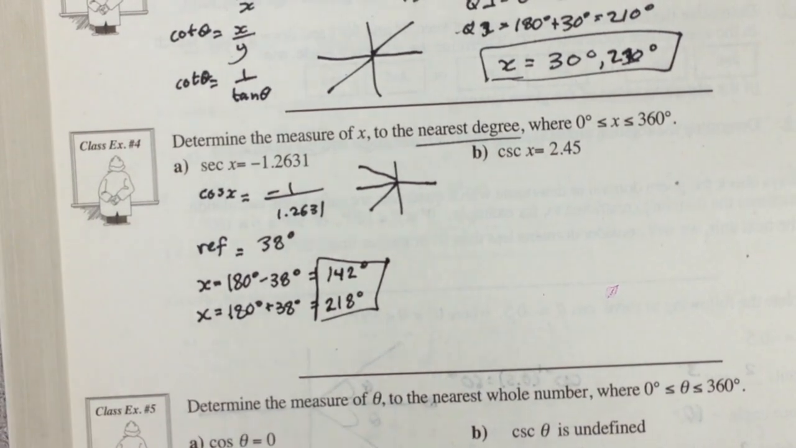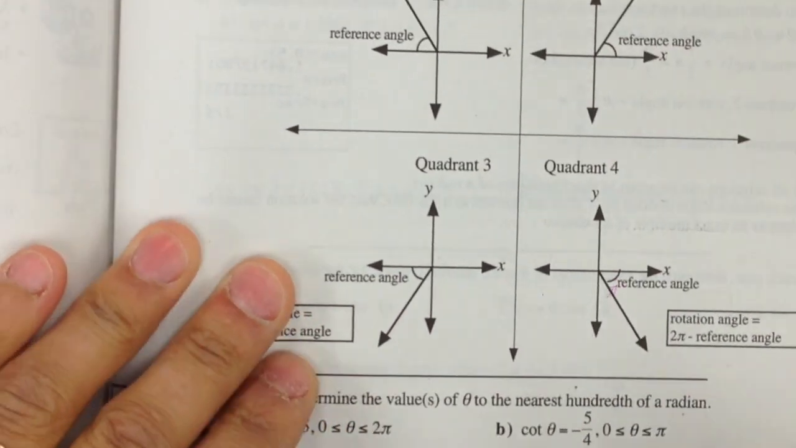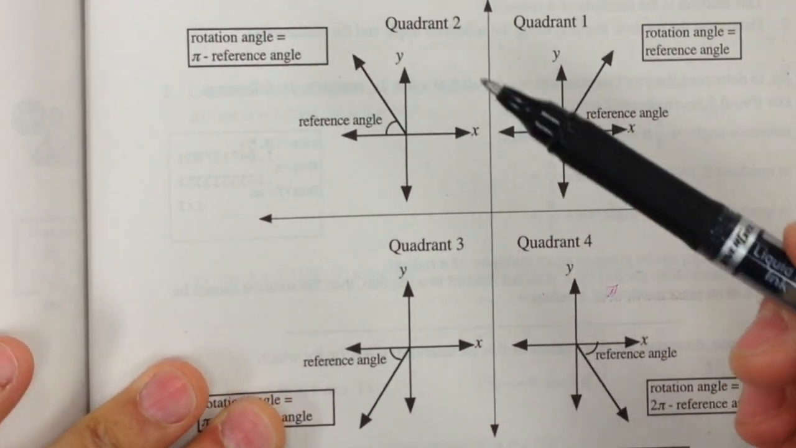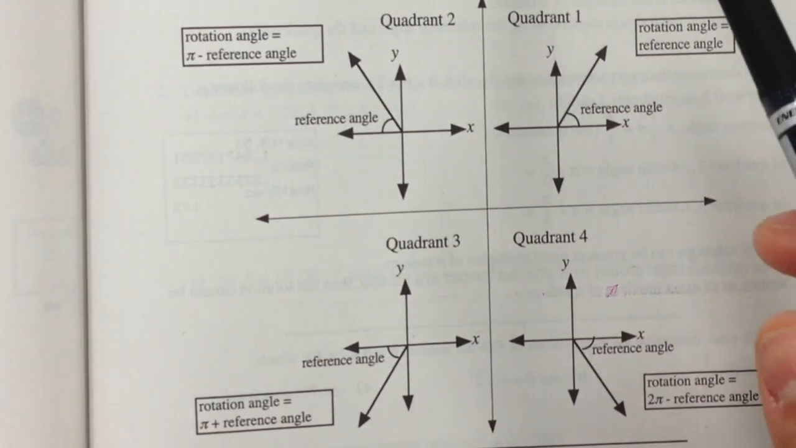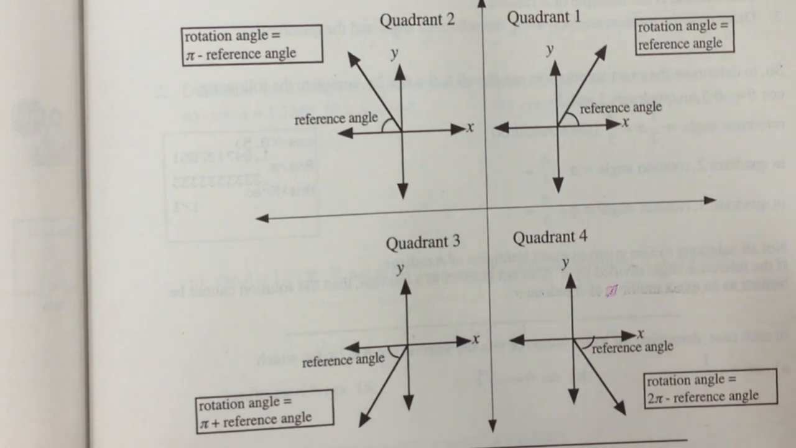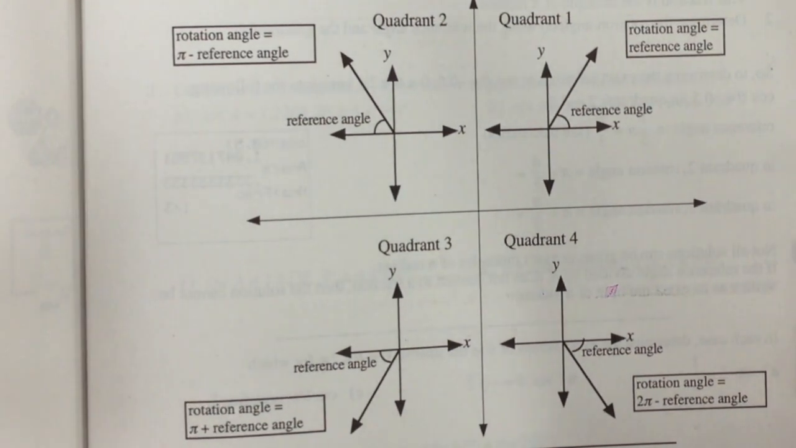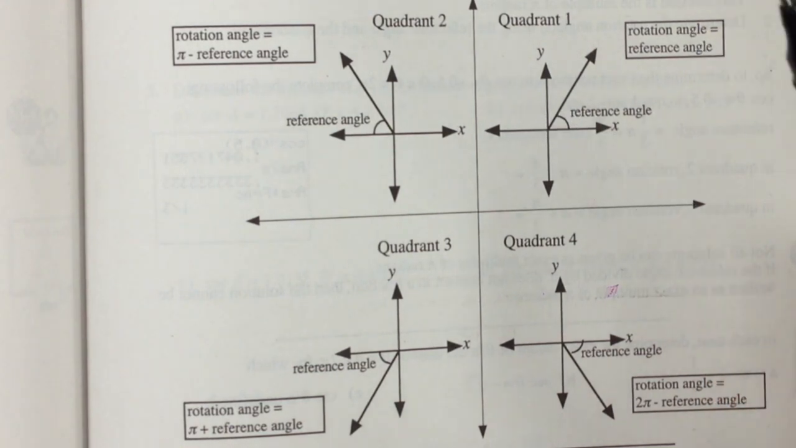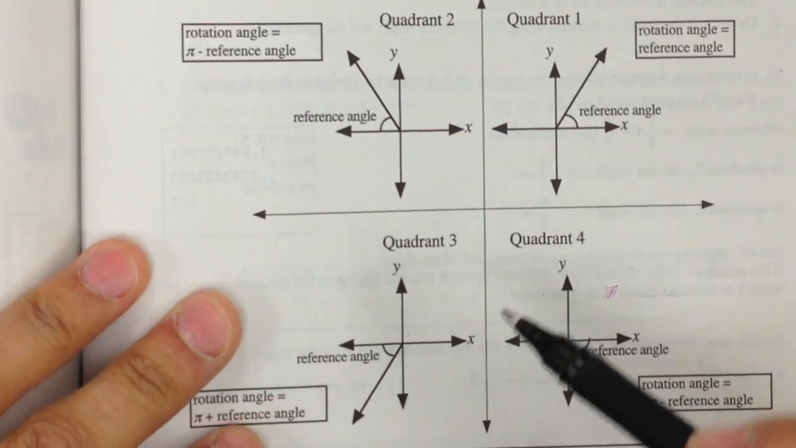All right, next let's look at the same thing, but now we're going to be doing this in radians. If we're doing it in radians, we do it the same way. We determine the quadrant of the angle by looking at the sign of the ratio. Then we need to determine the reference angle, and the reference angle is always going to be between 0 and pi over 2, or one half pi. And then we determine the rotation angle using our reference angle.